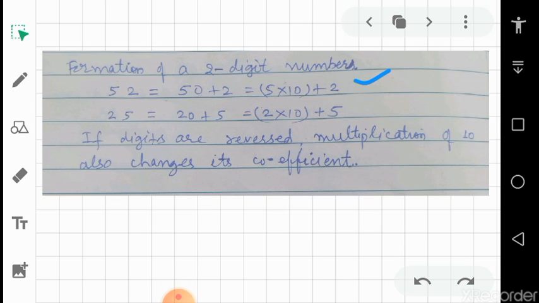Then if digits are reversed, as 52 becomes 25, here 10 is multiplied with 2 because now 2 is at 10's place. So here in 52, 5 is at 10's place, then we multiply 5 by 10, and in the second number 2 is at 10's place, so we are multiplying 2 by 10, and it is the case of reversing the digits. Okay, so this concept is very useful when we handle problems of this pattern.